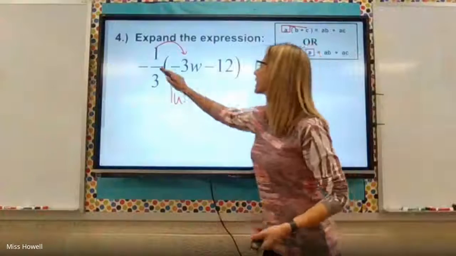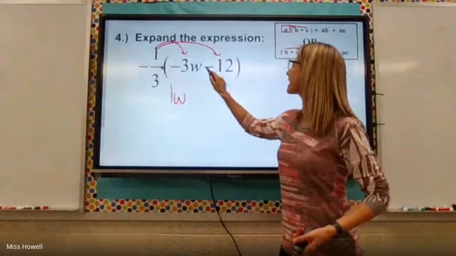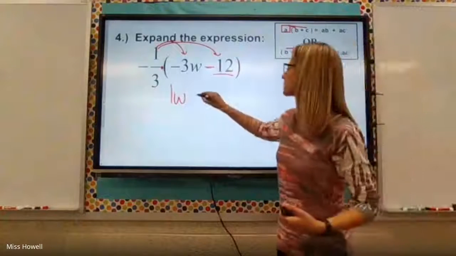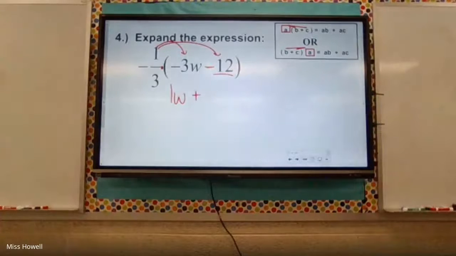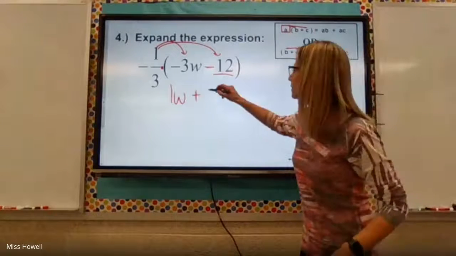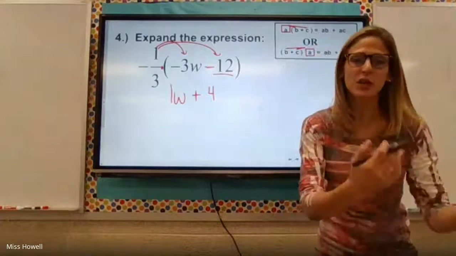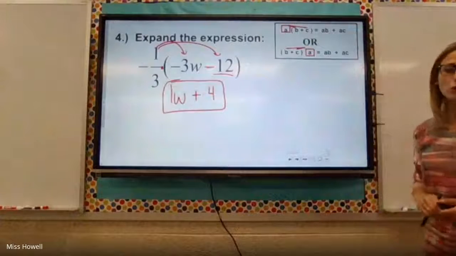All right, and then we're going to share here. This is negative 1/3 times negative 12. So a negative times a negative will give us a positive, which will look like a plus down here. And then our 1/3 times 12 would give us a positive 4. This has a variable. This one does not. So they are not like terms, so we can't go any further than that. Good, final: w plus 4.